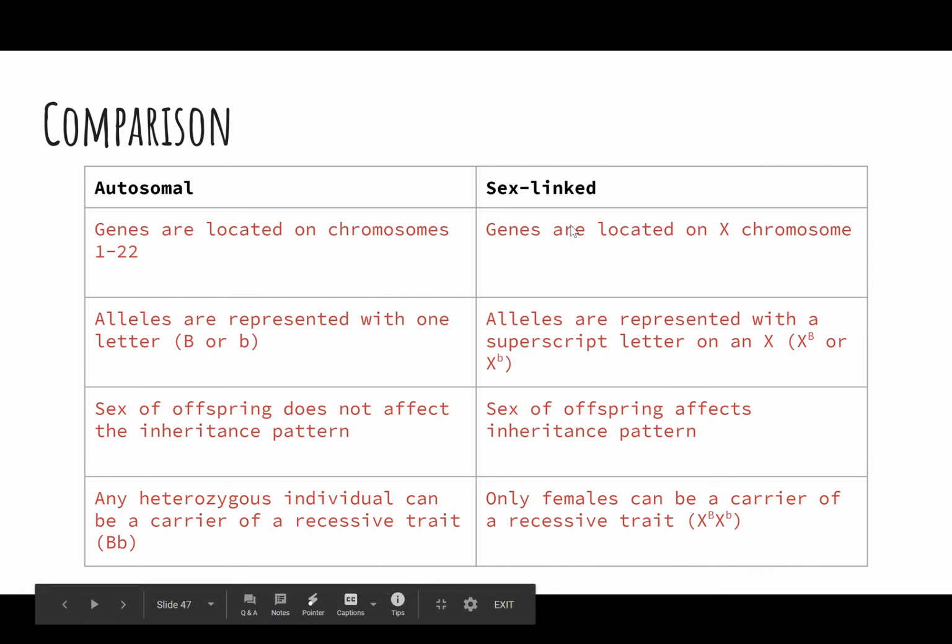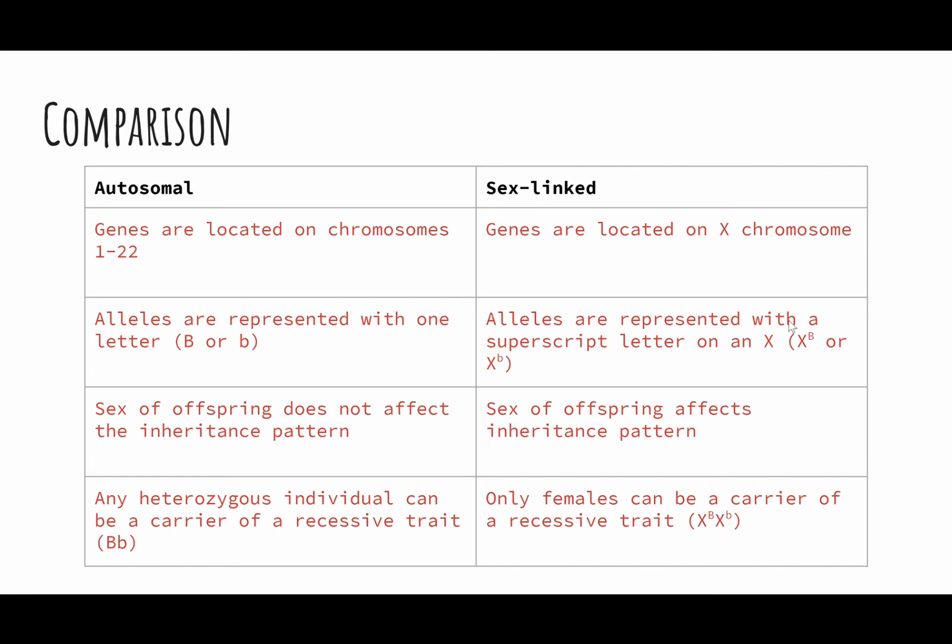And we can compare that to sex-linked traits. The genes are located on the X chromosome, and the alleles are going to be represented with that superscript letter on top of the X. The sex of the offspring does affect the inheritance pattern, so the percentages of the females versus the males is possibly going to be different.